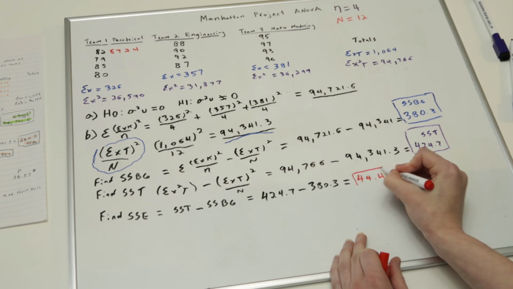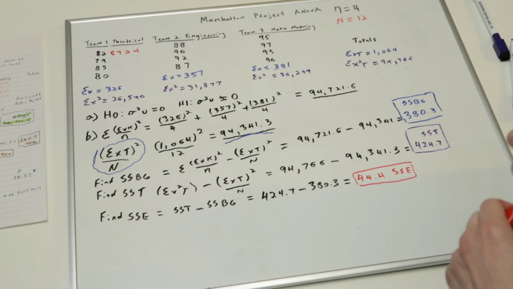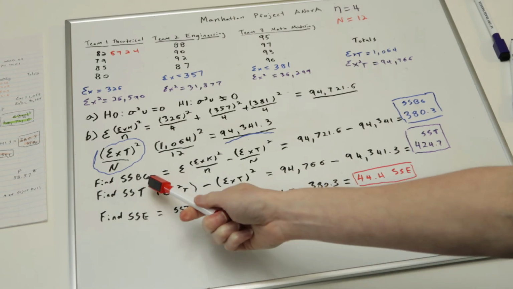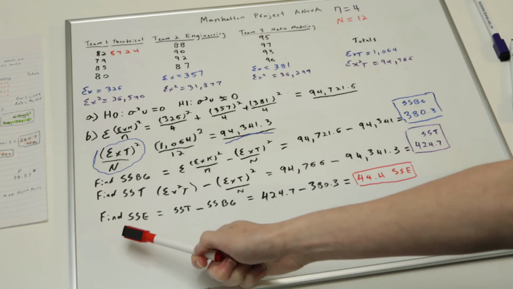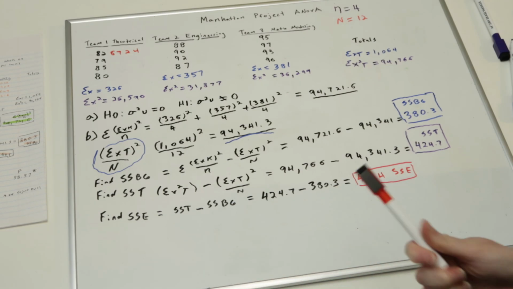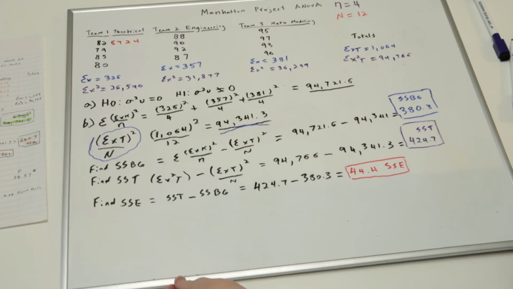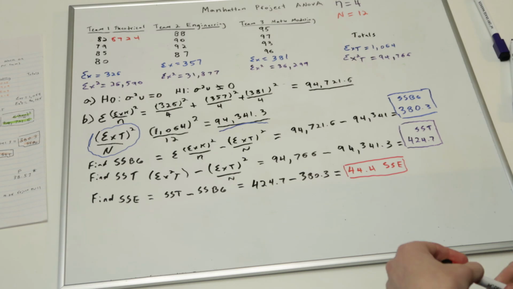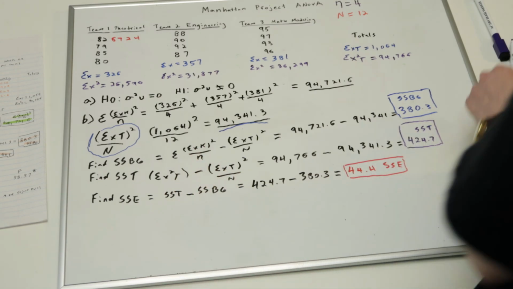So now we have every component that we need. We calculated the sum of squares between groups, we calculated the sum of squares total, and we calculated the sum of squares error. Why do we need all of this? We need it for our table. It's called our F table.